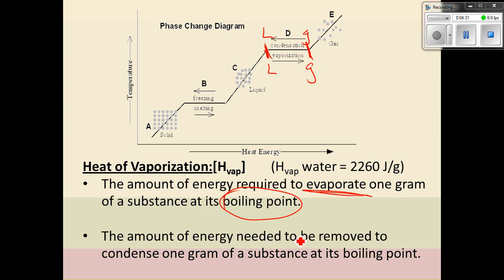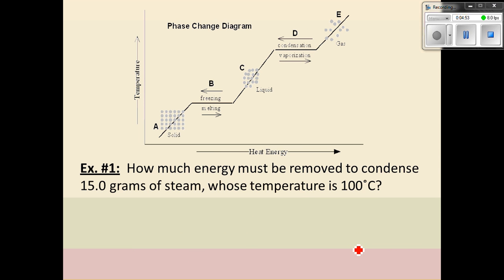And the amount of energy needed to remove, to condense 1 gram of a substance at, again, it has to be at its boiling point. Okay? So, heat of vaporization for water is 2,260 joules per gram. You have to remove a lot of energy to get it to condense, or you have to add a lot in order to get the water to separate and go into the gas phase.